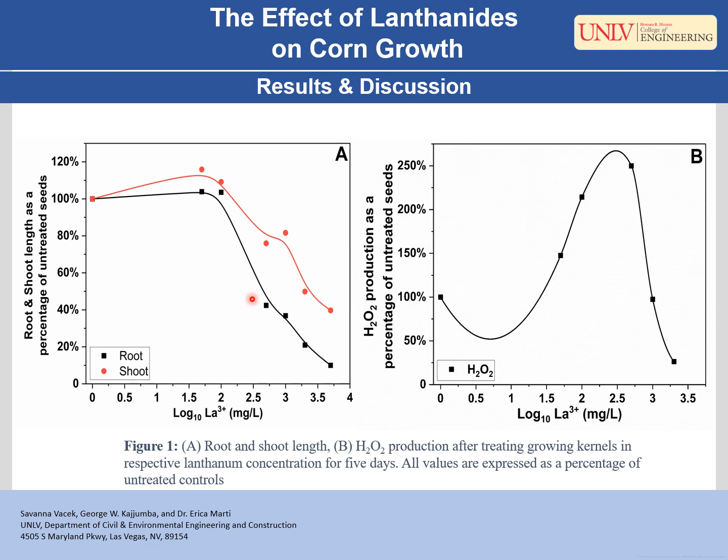Roots were more affected by lanthanum concentrations than the shoots. At the highest lanthanum tested conditions, 5,000 milligrams per liter, root length decreased by over 90%, while the shoot decreased by 60%.